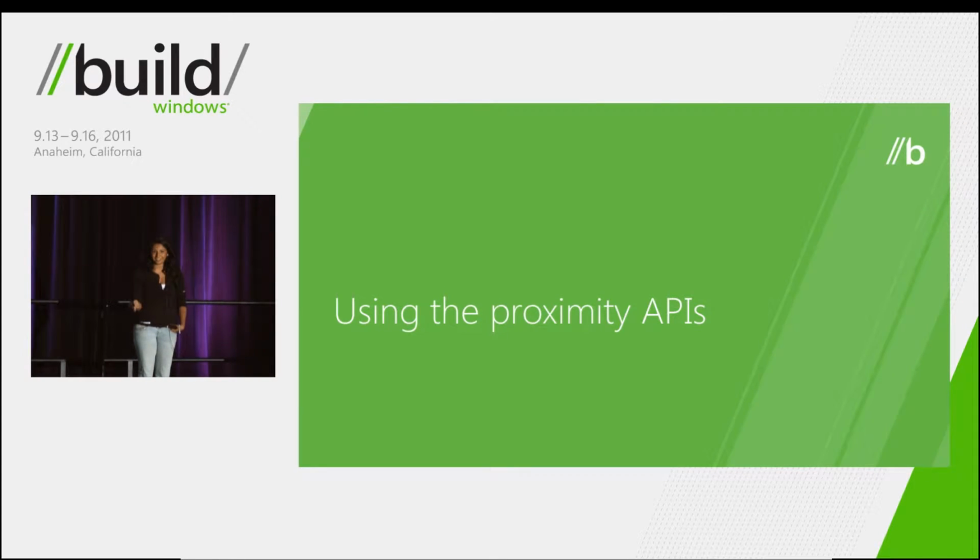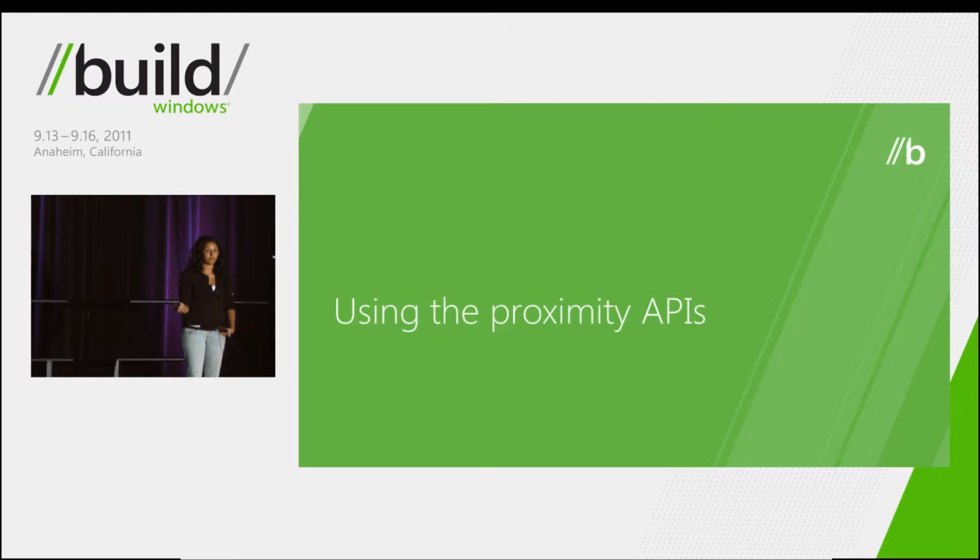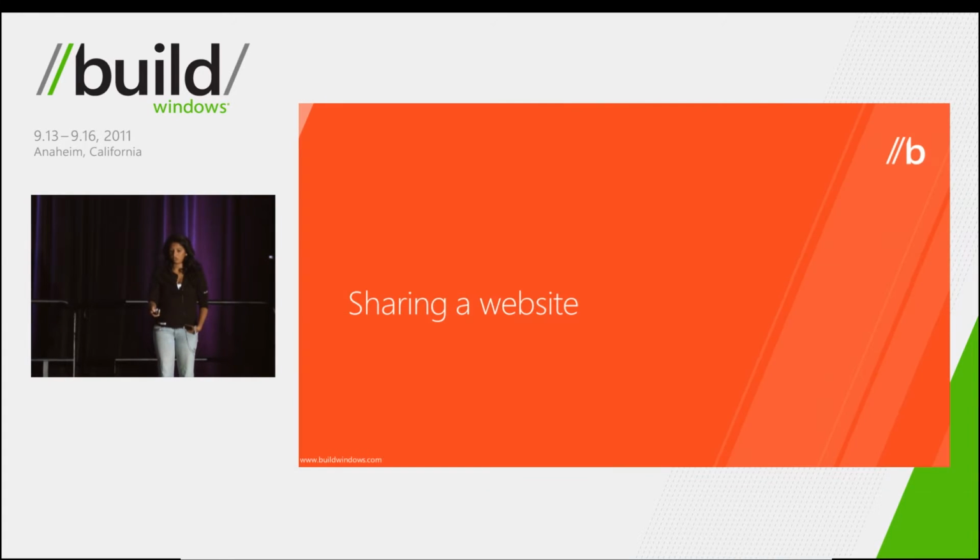So let's get down to the nitty-gritty, which is how to use our proximity APIs. I'm going to deconstruct some of the demos that we showed you earlier today, and we're going to give the Bitbox demo another whirl. We'll do that in just a second. But the first thing I want to show you is how to share files or share content.